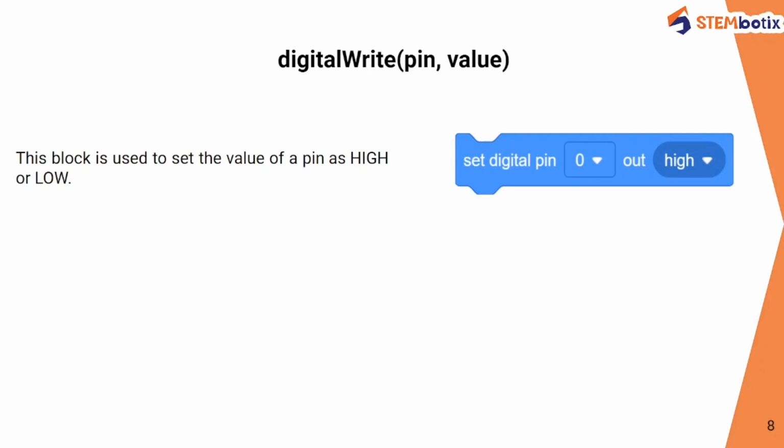So whenever we declare that pin as high, for example, if the LED is declared as digital pin 3 output as high, it means the LED will turn on. And if we declare digital pin number 3 output as low, then it means the LED will turn off.